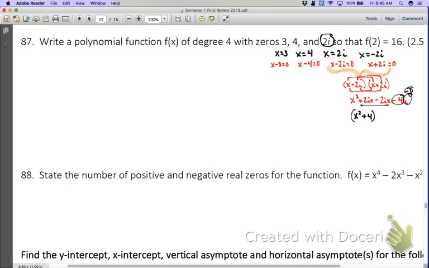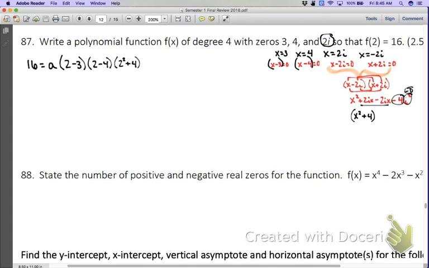So now that I have an x minus 3 and I have an x minus 4 and I have x squared plus 4, I'm going to do the same thing I did on 86, and I'm going to set 16 equal to a times 2 minus 3 times 2 minus 4 times 2 squared plus 4. Okay? And still solve for a.